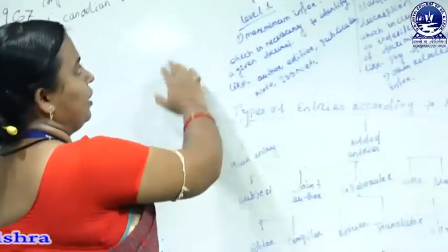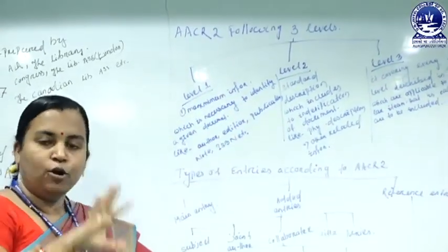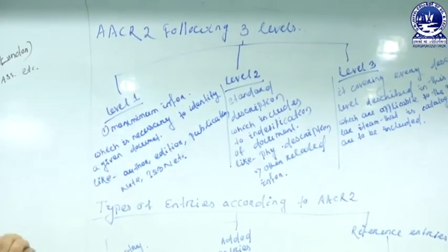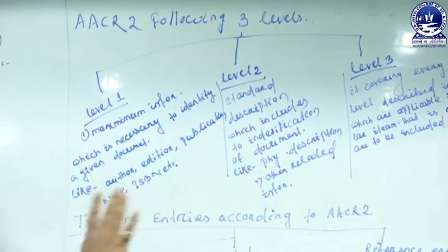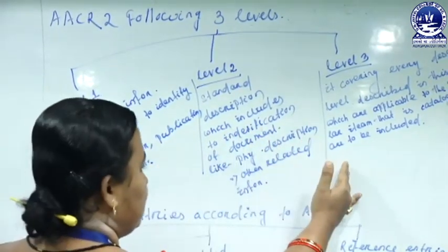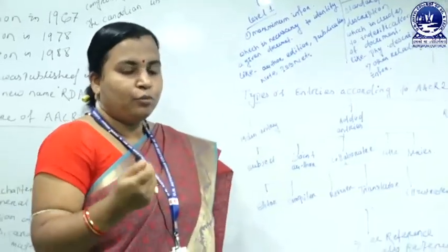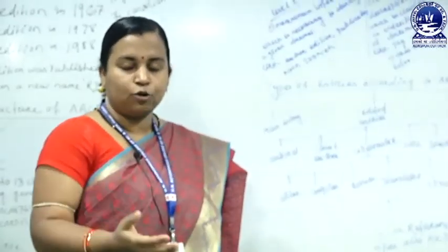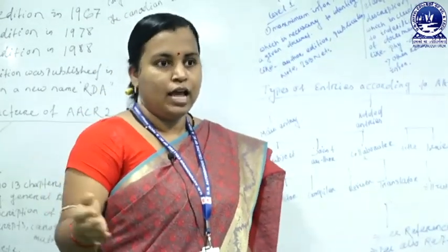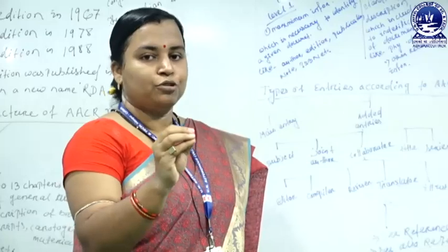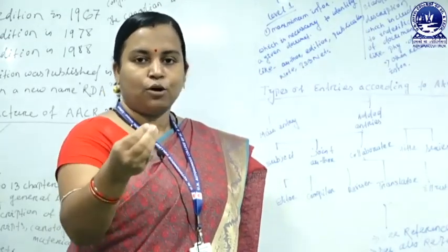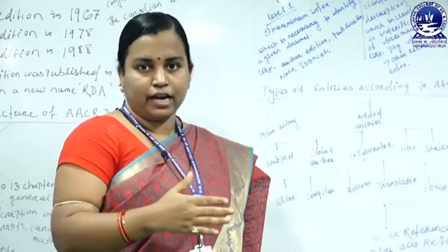After this, we should look at AACR2's three levels. All the cards of a library catalog should be described at three levels of information: level 1, level 2, and level 3. Level 1 gives the maximum information of a document, meaning the necessary information that can identify a particular document, because the library holds much more than one or three documents. For that reason, a particular identification procedure should be followed so that we can access all the information stored in our library.